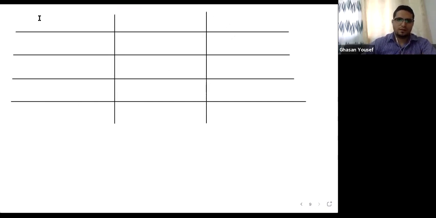So here we have the notation. Here we have the set description. We have the set description. Here we have the graph, and the first one is the notation.